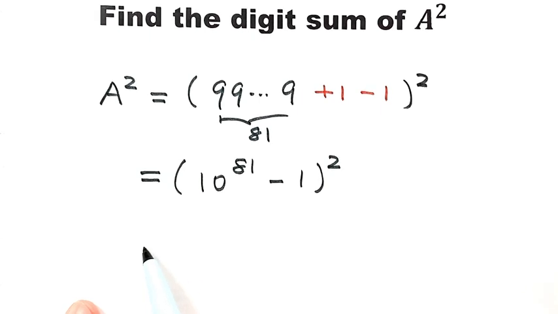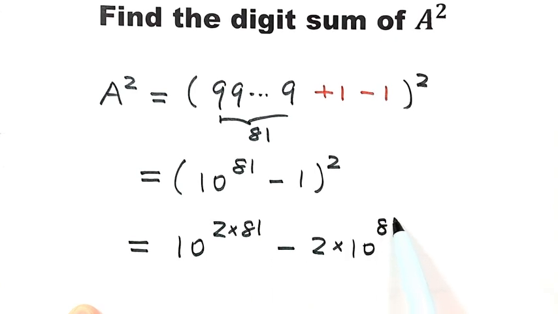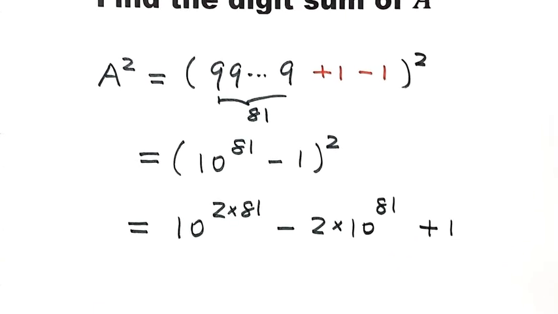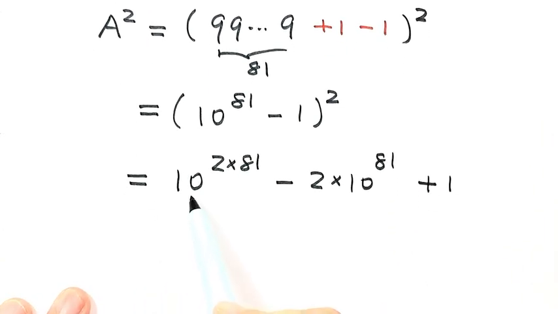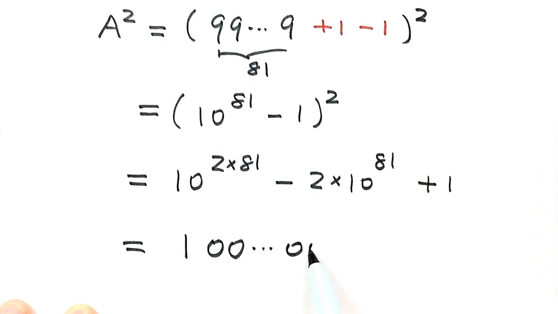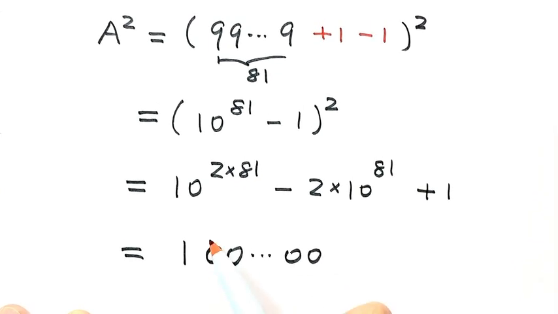Then expand this expression. Then just 10 to the power of 2 times 81, then minus 2 times 10 to the power of 81, then plus 1. For this number, it's just 1 followed by 2 times 81 zeros. So that means here is 1, followed by the first 81 zeros, then another 81 zeros.